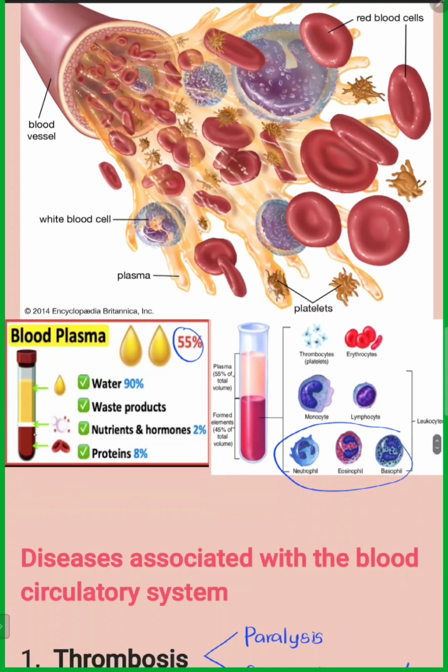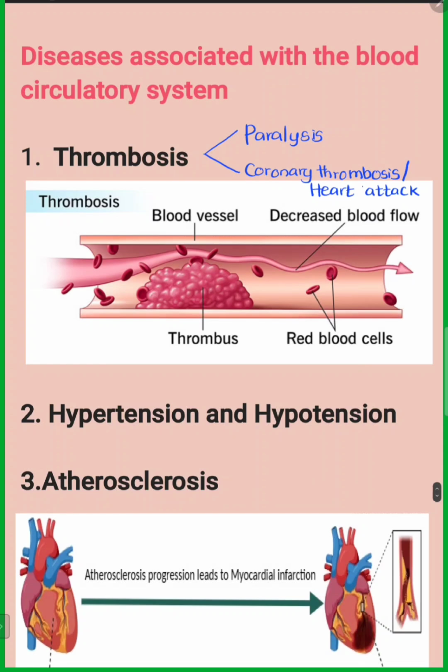Then the last part of this lesson is diseases associated with the blood circulatory system. Under this, we are going to discuss three diseases: thrombosis, hypertension and hypotension, and atherosclerosis. If I move to thrombosis, it means a blood clot occurs. If a blood clot forms inside a blood vessel, it is called thrombosis.